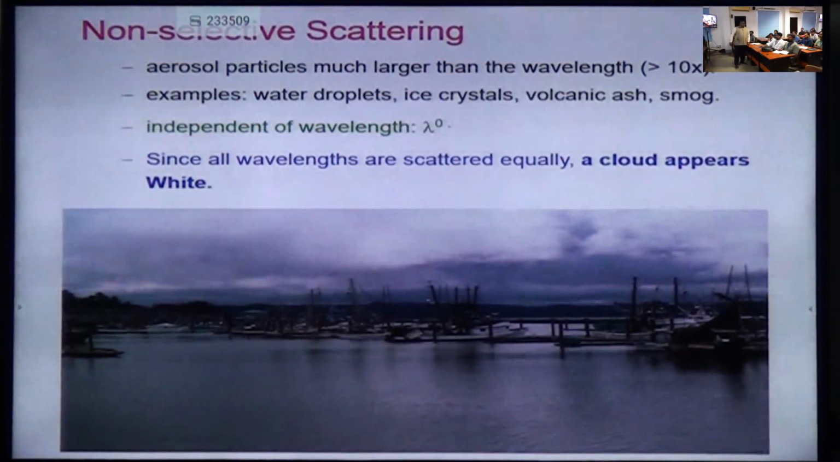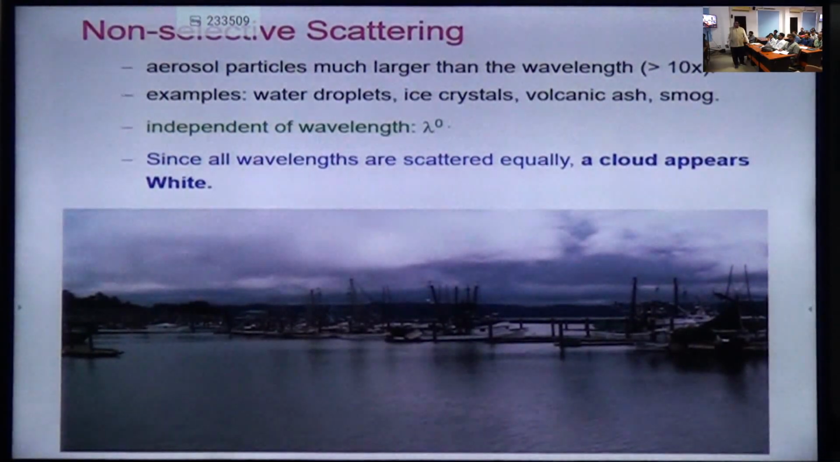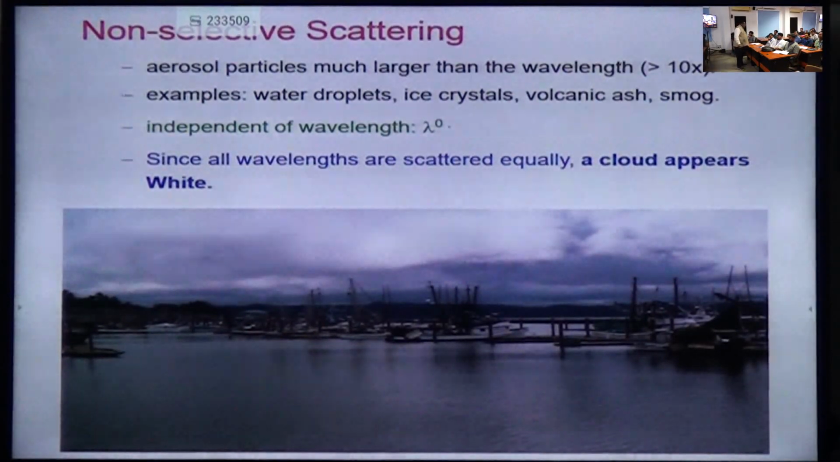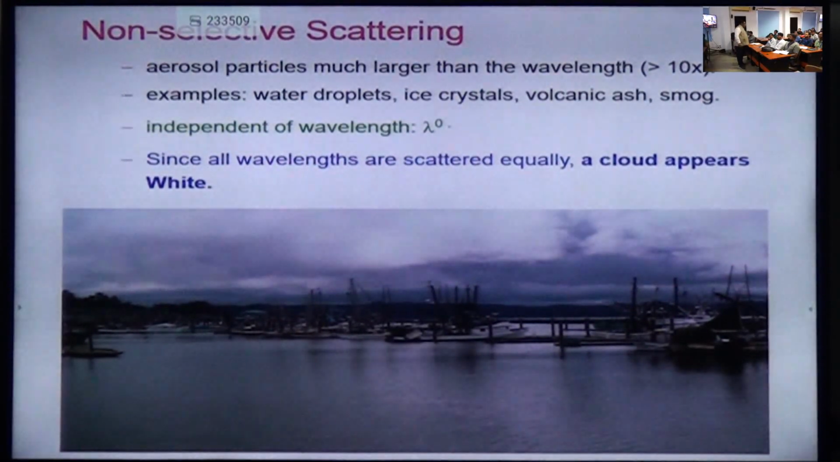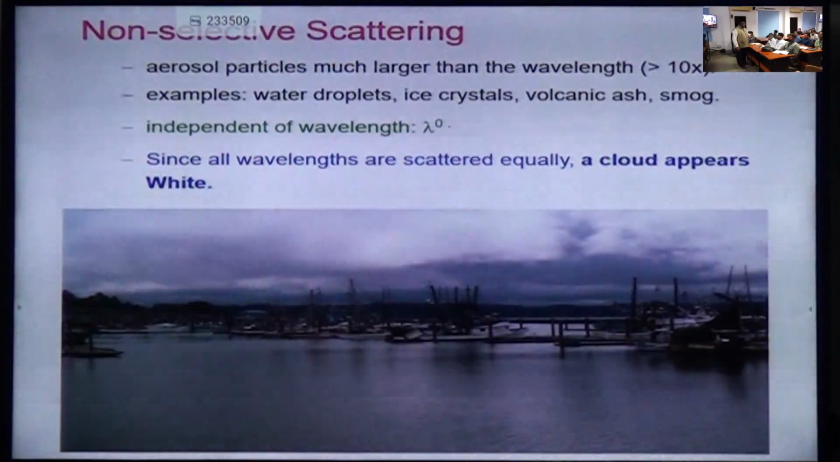They are available there, having larger wavelength. Water droplets, ice crystals, volcanic gas, smog, these are all present in the sky near to the earth. So this non-selective scattering is independent of wavelength. It does not depend on the wavelength, whether it is blue, green, red, whatever the color may be. All the colors are there. When all the colors are scattered equally, then what is the final result? It is white. That's why the clouds are white.